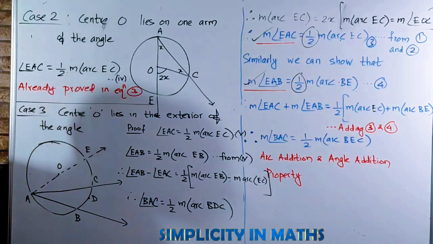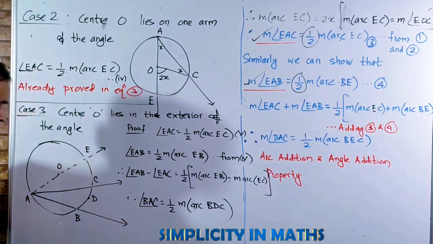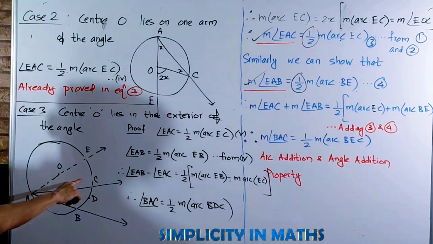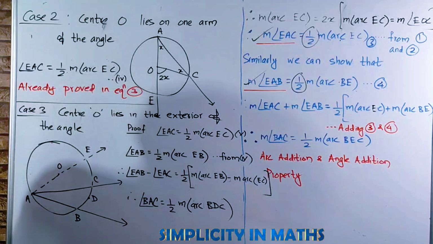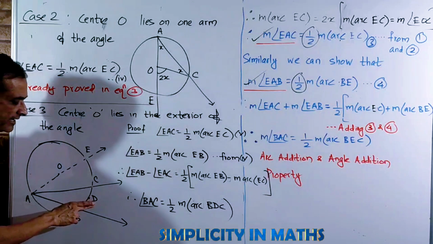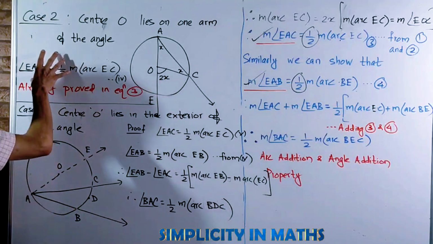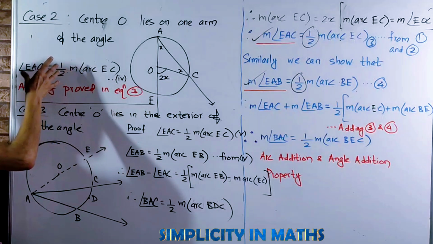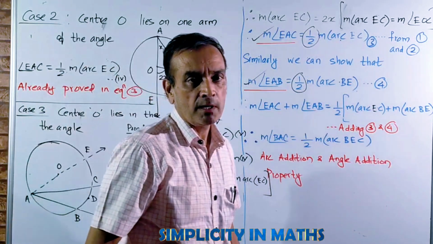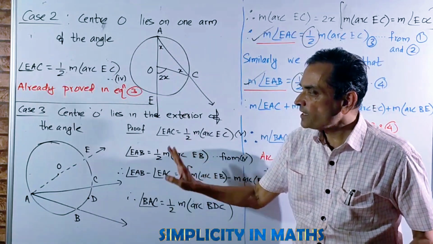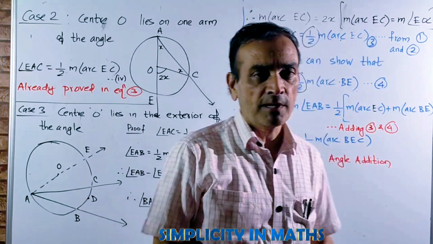What is the result that we have got? Angle BAC is equal to half the measure of arc BDC. Again, the inscribed angle is half the intercepted arc. In case 3 we proved the same thing as in case 2, but with just one extra step. Case 1 was the most important one, right? In all three cases, we have shown that the inscribed angle is half the intercepted arc.